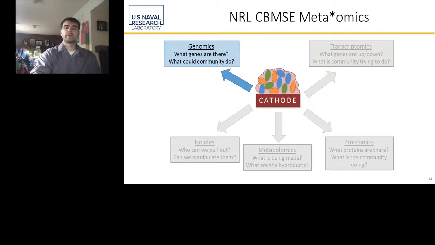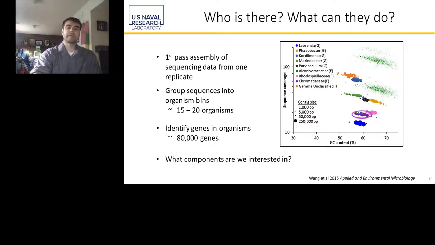And so what we're trying to do here is, again, just look at which genes are present in this community and what this community might be able to do. With our data, we started off with a first pass looking at a single sample, which makes it harder to pull out individual genomes. But we were still able to group these sequences after we'd assembled them into what looked like 15 to 20 different organism bins. And in this community, we were able to identify almost 80,000 genes total, which is a whole lot of data.